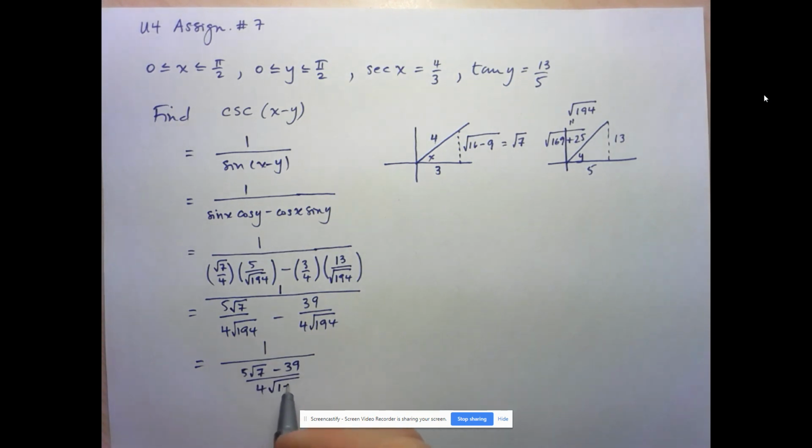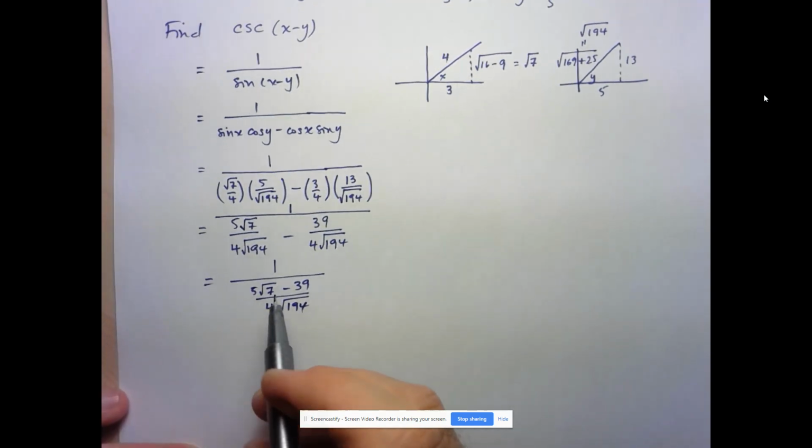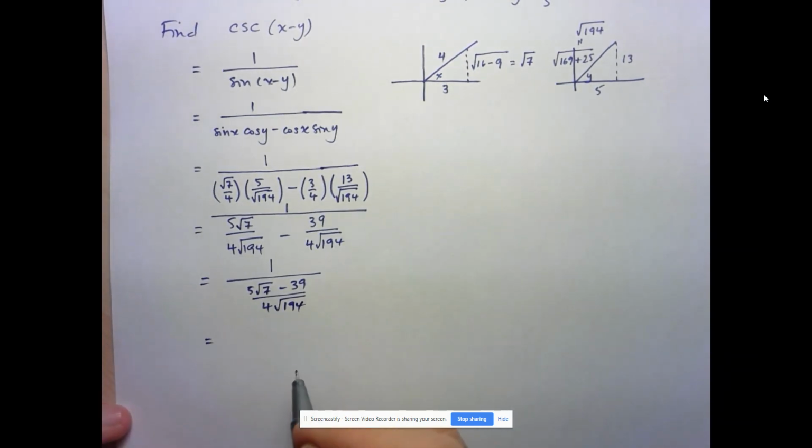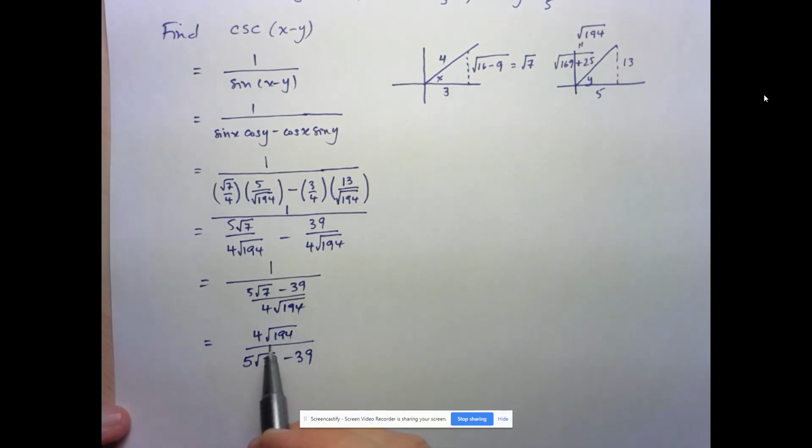So again, 1 over, and so here we have 5 square root of 7 minus 39 all over 4 times square root of 194. And now I have 1 divided by this fraction, and of course dividing by a fraction is the same as multiplying by its reciprocal. So this is just going to end up being 4 times square root of 194 over 5 root 7 minus 39. And I could probably simplify this a little bit by looking for factors of 194, but I'm just going to leave it as is.